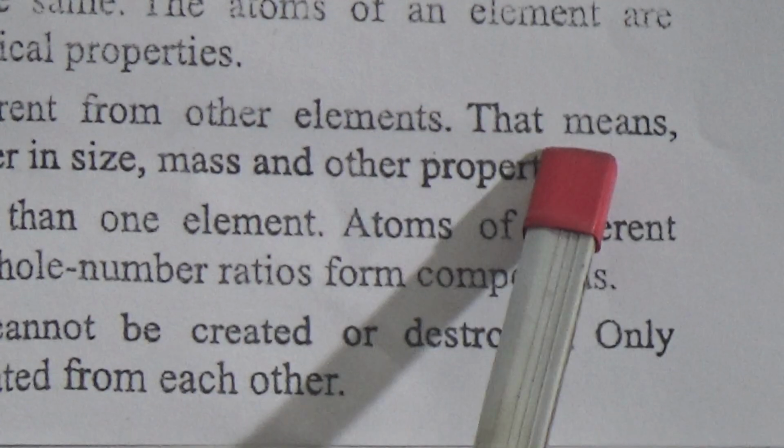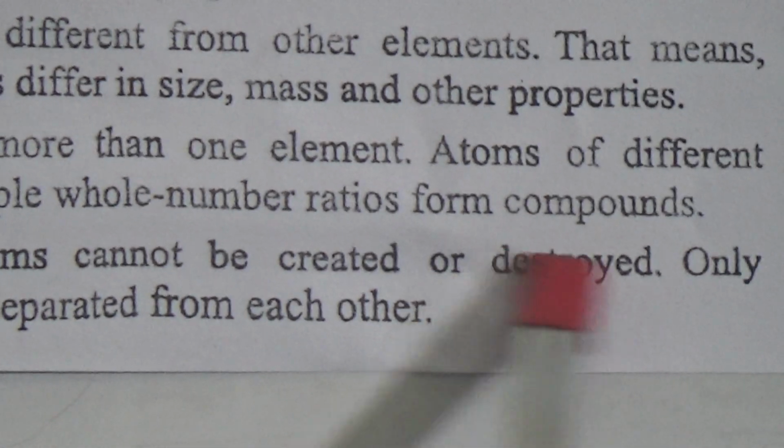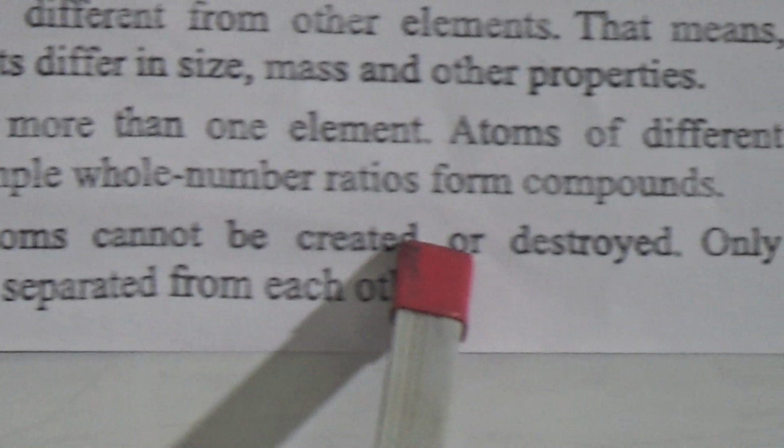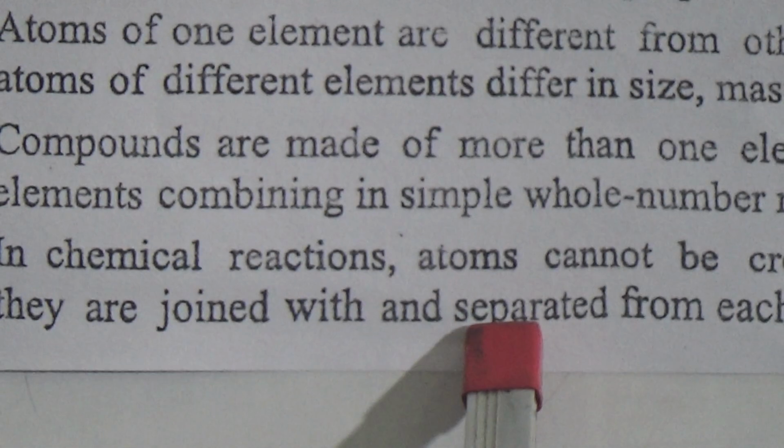Atoms of one element are different from other element. That means atoms of different elements differ in size, mass and other properties. Compounds are made of more than one element. Atoms of different elements combining in simple whole number ratios form compounds. In chemical reactions, atoms cannot be created or destroyed. Only they are joined with and separated from each other.